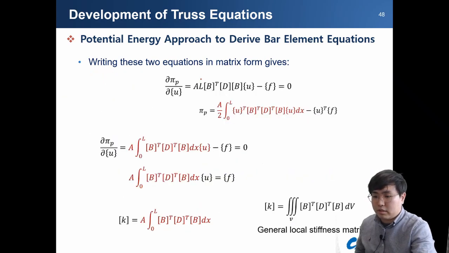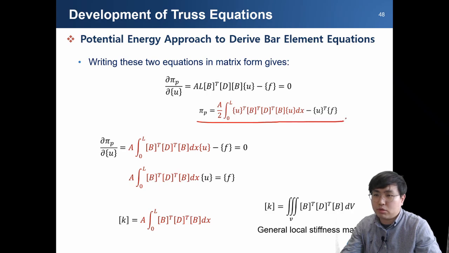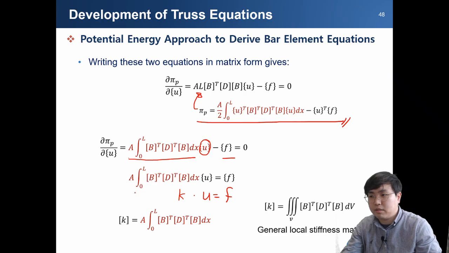So the next slide shows another way. In the previous slide, our total potential energy equation looks like this, and the derivative with respect to the displacement is equal to an equation like this. This u we can separate, we can check this equation separately. This has the form ku equal to f. That means that this part is the local stiffness matrices here, so we can say that.